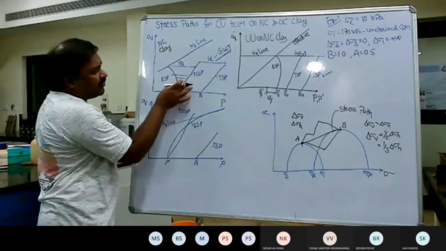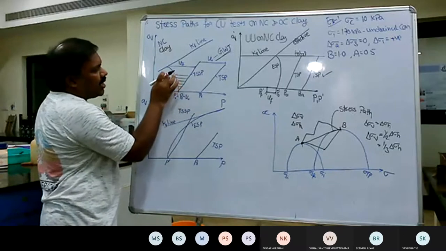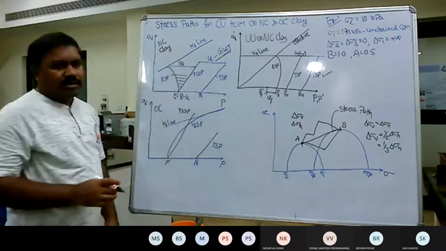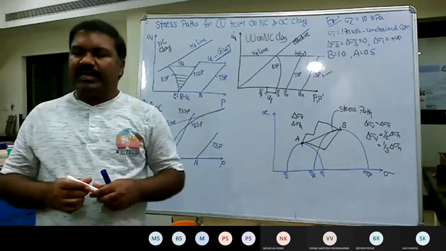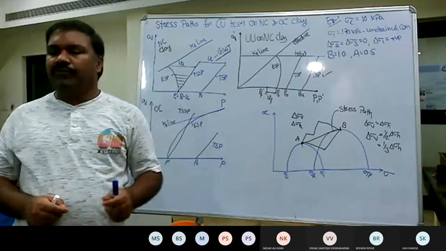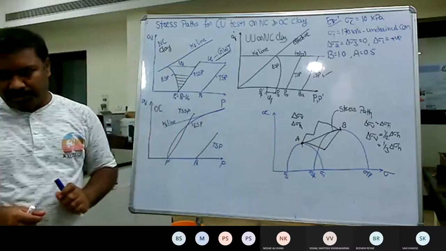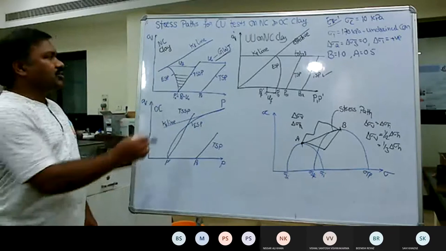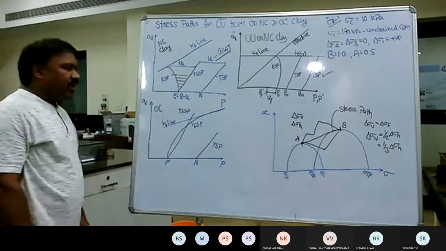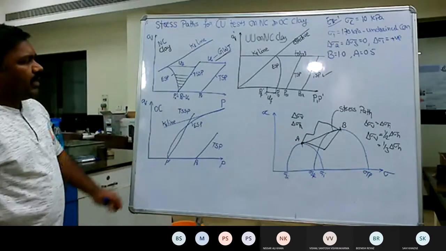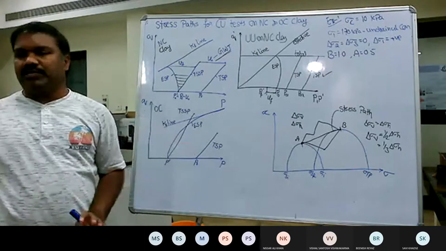So at any point, the difference between the TSSP and ESP is nothing but the pore pressure that was initially developed as a result of the application of the axial stress. Okay, so this is for the normally consolidated clay. But in case of the over consolidated clay, other things will happen.